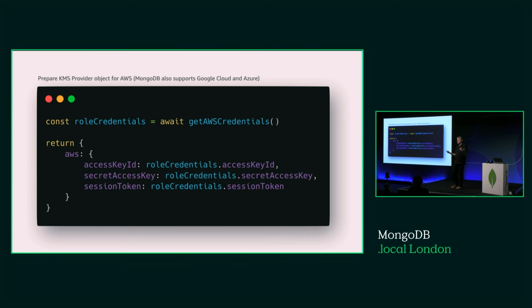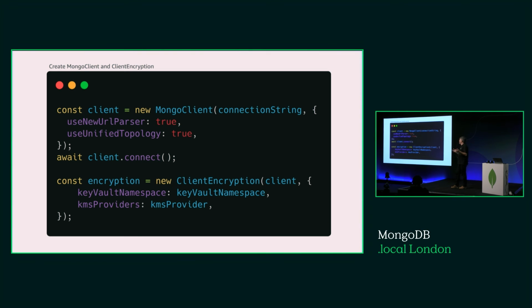And then it needs to configure the KMS provider on the MongoDB driver side. Basically, the KMS provider requires the same information, an access key, a secret key, a session token, except that it's wrapped into an AWS object, and that's why you have the little AWS column there, because MongoDB drivers support multiple KMS providers, not only AWS, but also Azure and Google. Once I have that, the rest is pretty much the same.